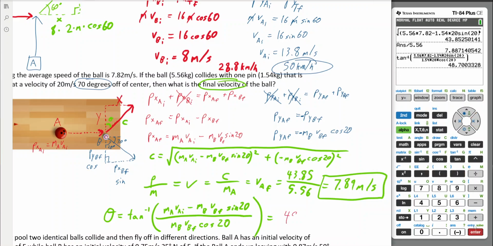Okay, 48.7 degrees off in that direction. So this doesn't really make a whole lot of sense because we've sped up and you can't add energy, so we have created energy in this question. But in terms of the momentum part of it, this all does make sense. And actually this would be in the direction that it says, so this would be east of north.